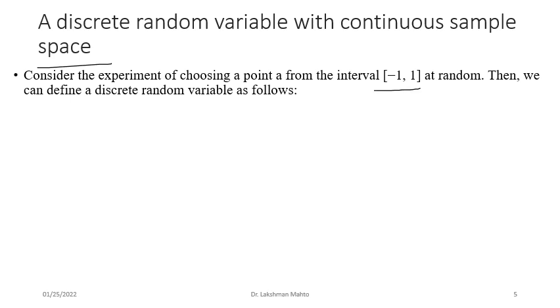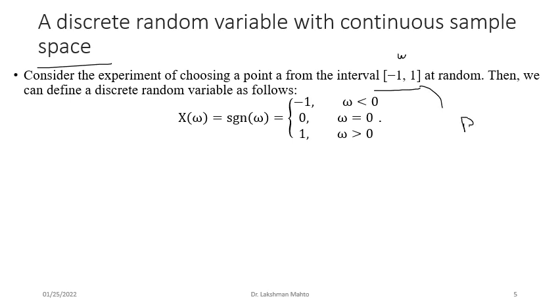Then we can define a discrete random variable this way. If you select an omega, a number from the interval minus 1 to 1, we associate a map from here to R. X of omega is the sign function: here the map X from the interval minus 1 to 1 to the real numbers is defined through the sign function.